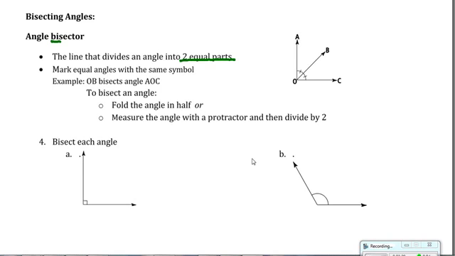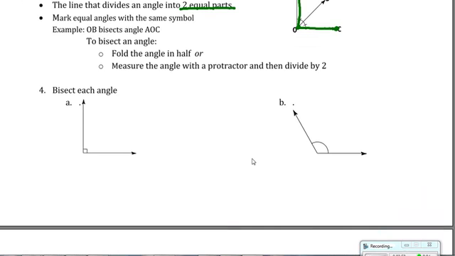And so there's two ways that we can bisect an angle. You could take your paper and fold it, so that the line from OC and the line from AO line up on each other, and then wherever the crease is would tell you where to draw the line. Or you can take a protractor and measure the angle and then take your measurement and cut it in half.